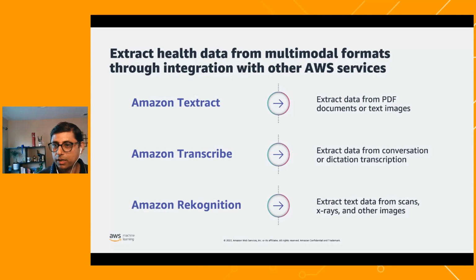For example, by integration with Amazon Textract, you can first do optical character recognition, or OCR, to extract data from text images, including tables and forms, and then analyze in Comprehend Medical. By using Amazon Transcribe, you can transcribe audio conversations and dictations for analysis in Amazon Comprehend Medical. And finally, with Amazon Rekognition, you can detect text in scans, X-rays, and other images, and then analyze with Comprehend Medical.